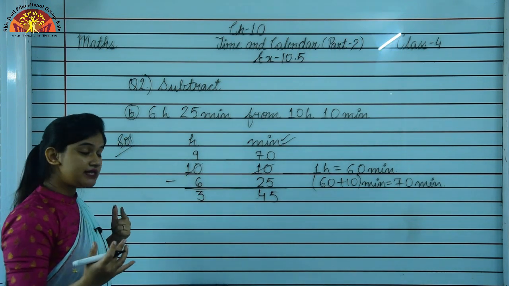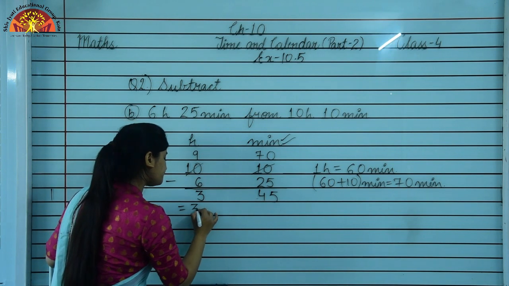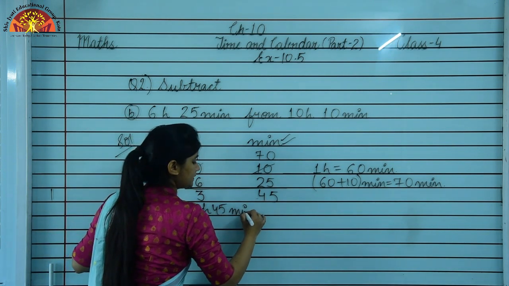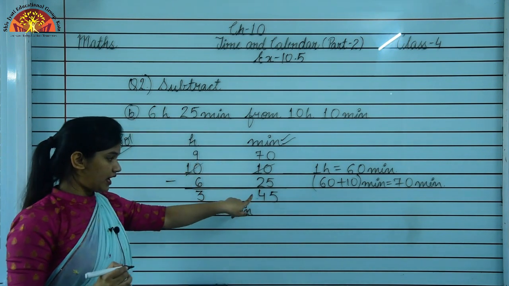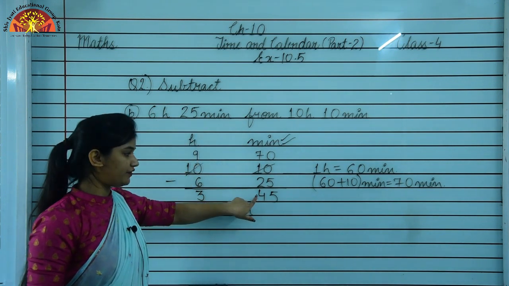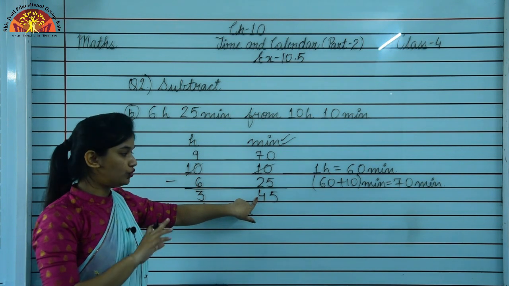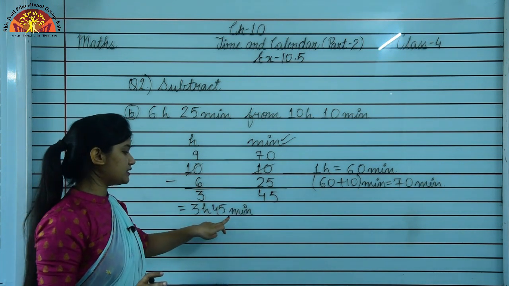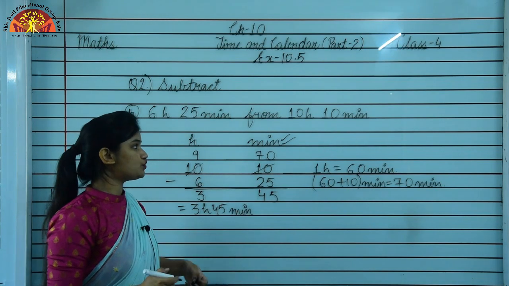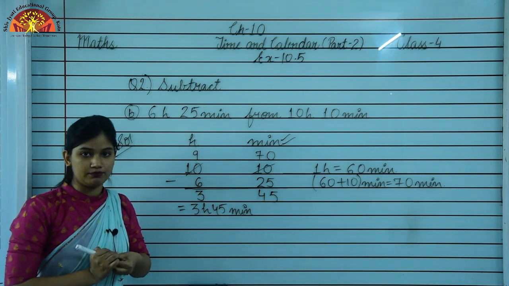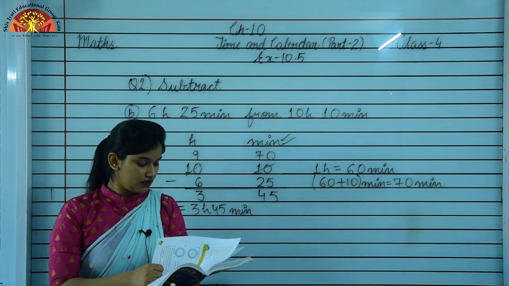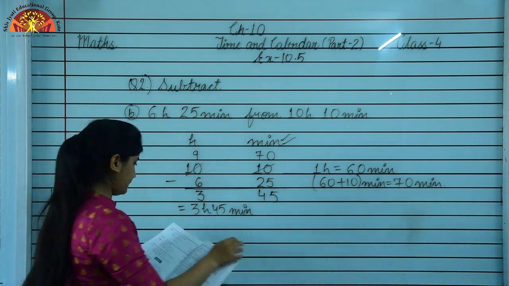So what is the final answer? The final answer will be 3 hours 45 minutes. Okay. Here we have less than 60 minutes, 45 minutes are less than 60. So no need to do any subtraction here, the answer will be as it is, 3 hours 45 minutes. In this way students, you have to subtract the time. Okay. Now we will start the next exercise, exercise 10.6.